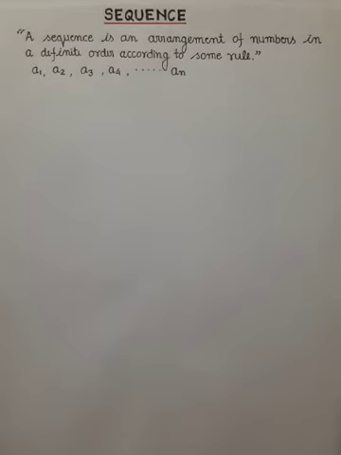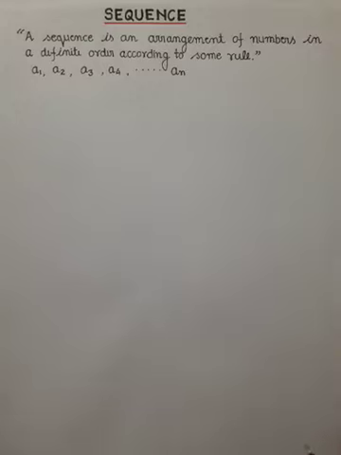So basically sequence is an arrangement of numbers in a definite order according to some particular rule. Means a sequence of numbers that follows a definite order, and according to a particular rule we arrange the numbers in it. So that is considered as the sequence. Now basically when we represent any sequence, the numbers we take in the sequence are given a particular name, and these various numbers which are occurring in a sequence are known as the terms.